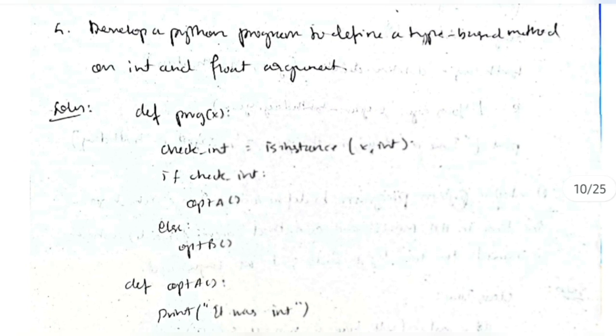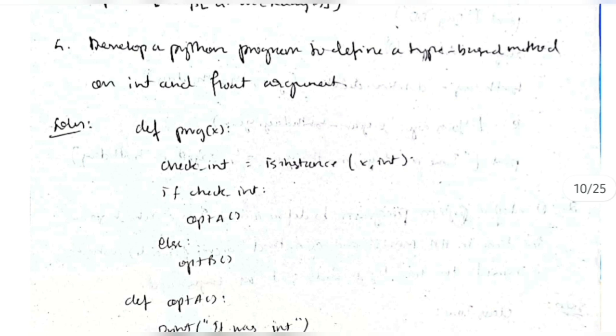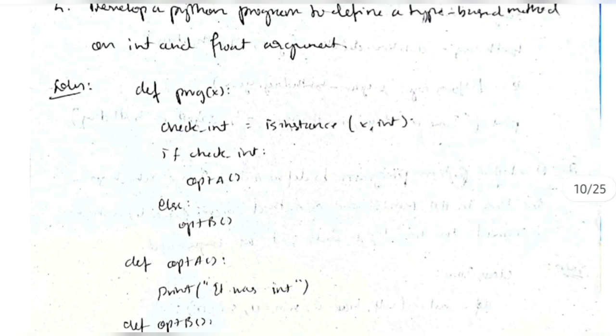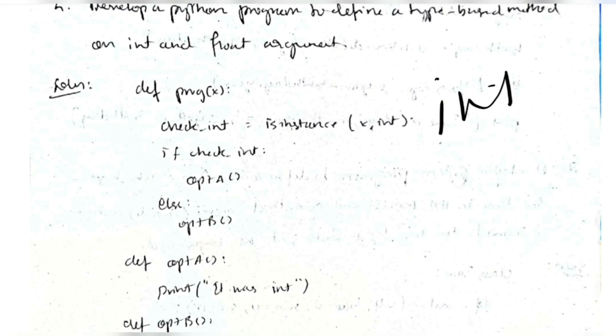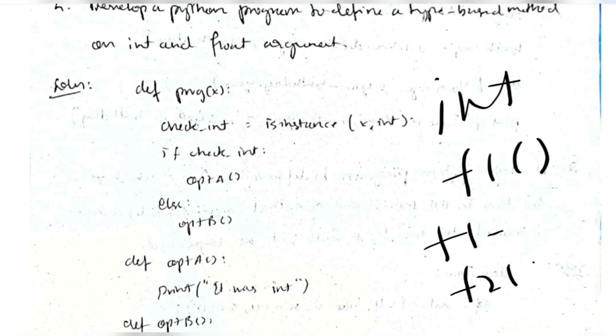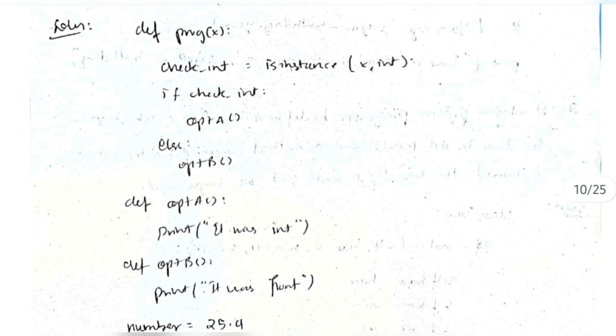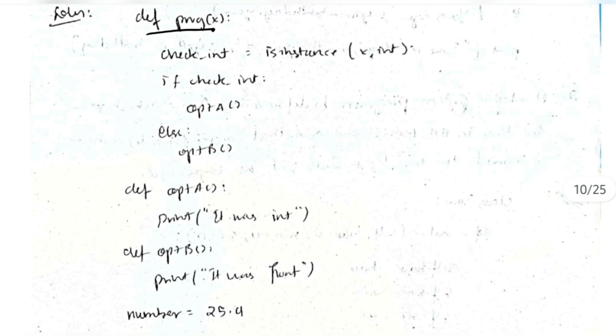Let's move to the fourth one, which is develop a program to define type based methods for int and float arguments. Okay, so int and float argument: if it is an int value, I should go to some function f1, and if it is a float value, I have to go to function f2. So how do we do that? This we have already discussed. I will be defining a program here, with argument x. Here either the x will be int or float. So I will just check if it is int or not. If it is int, check int will be true. If it is other than int value, it will be false.